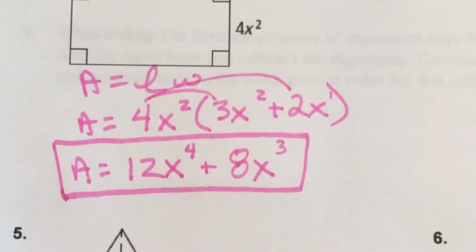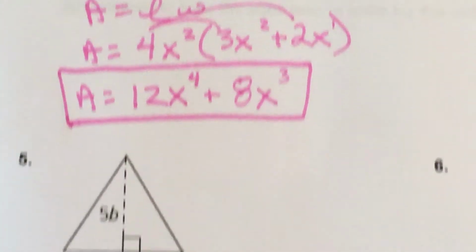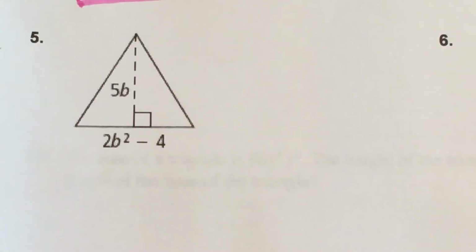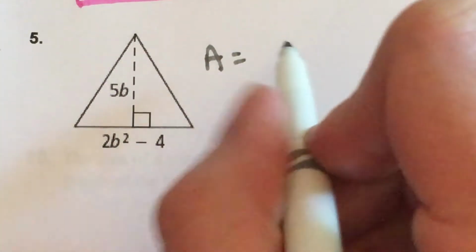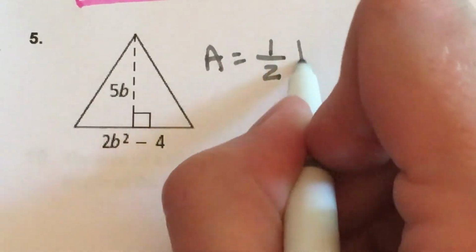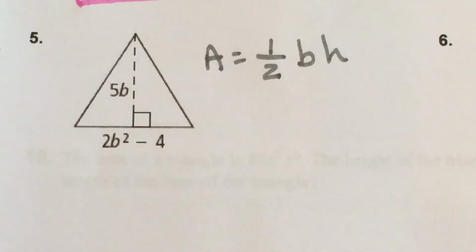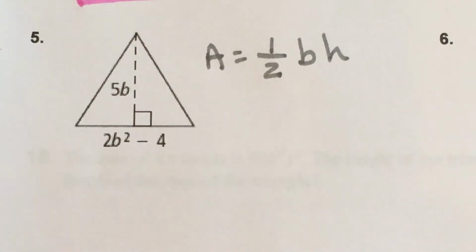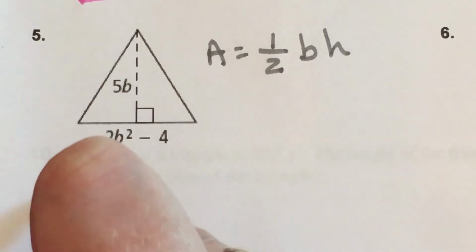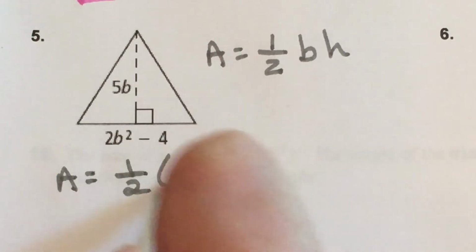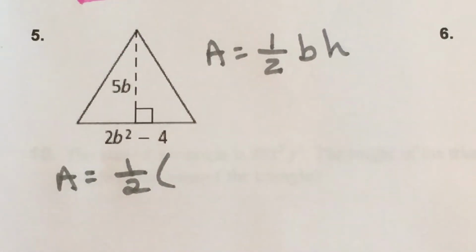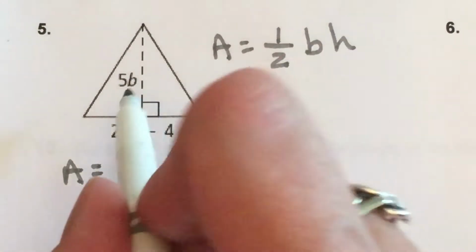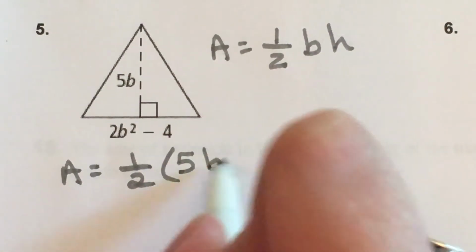Alrighty. Let's go look at problem number 5. What's the formula to find the area of a triangle? Do you remember? Area equals 1/2 base times height. All right, let's go do it. So 1/2. Again, it does not matter what order you multiply in, as long as everything is accounted for as you are multiplying.